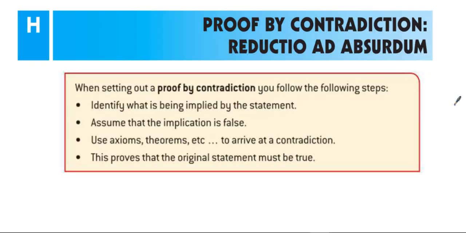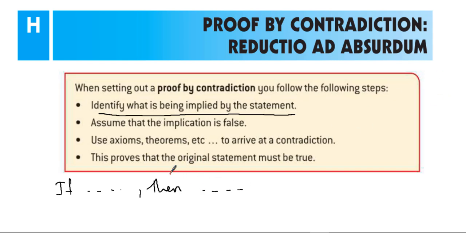Now, the next part is proof by contradiction. It's also called reductio ad absurdum. I don't know, maybe it's Harry Potter style. What does contradiction mean, and how does it work? If we do proof by contradiction, what do we need to follow? Identify what is being implied by the statement. Implication is: if something, then it happens. So this is an implication, right?